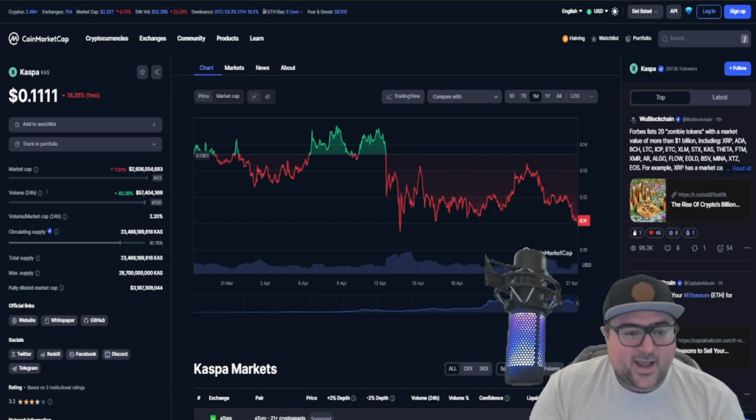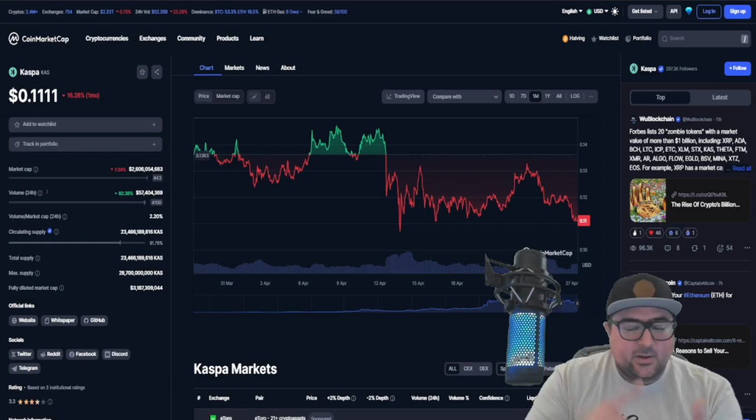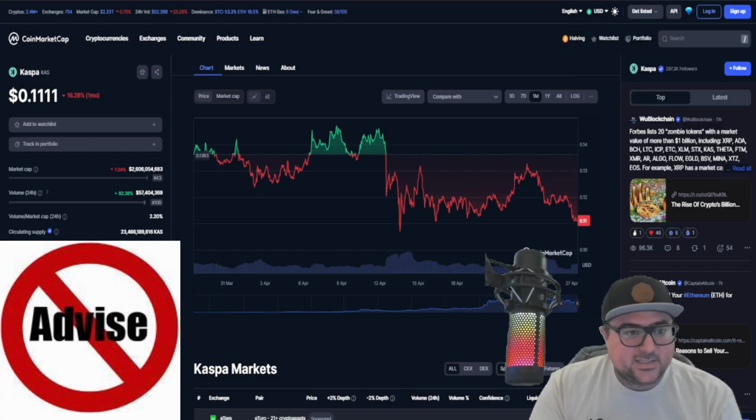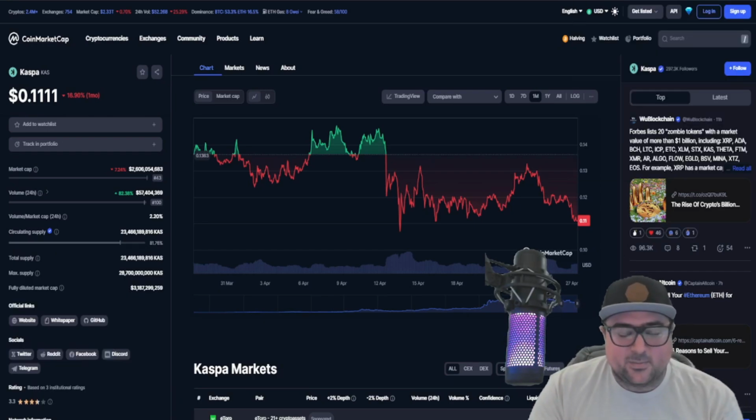Today it's a quick Kaspa update on price, market cap, maybe potential long or short positions. We'll get into that briefly, and the Rust migration.